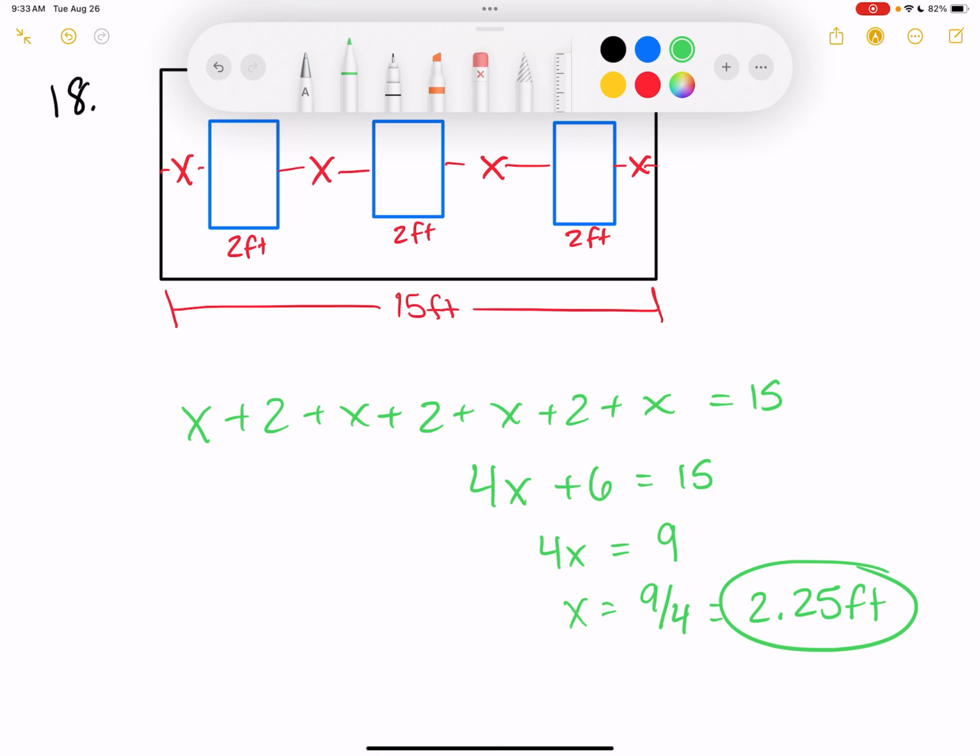So that could be a type of word problem that you may have: you have a gym wall and you need to hang some banners. How much room do you need between them?